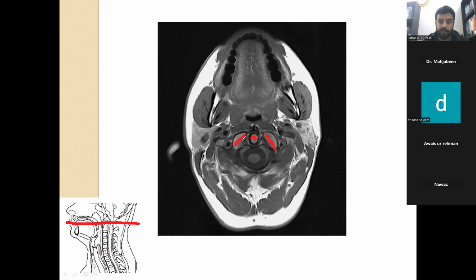Just behind the odontoid process, keeping it in its position, is the transverse axial ligament. And just behind it, this whole area is the canal. In between, this is the spinal cord, isointense. Just behind it, there would be CSF. Here it is C2. These are the important structures that we need to see.